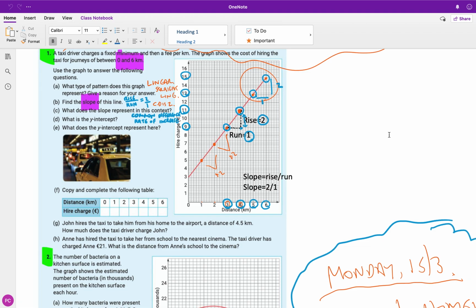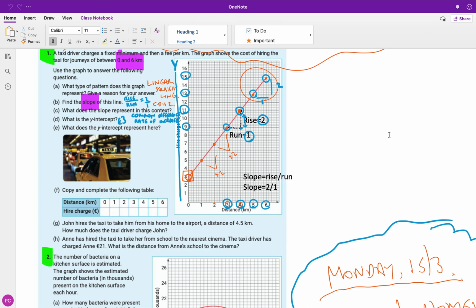Okay. What is the y-intercept? So you remember on your graph that the y-axis is the wall. So the y-axis is this axis going down here. So where does the line intercept the y-axis? If we look at our graph, it intercepts it at this point here. That's where y comes into contact with the y-axis. So the answer to that one is just €3.